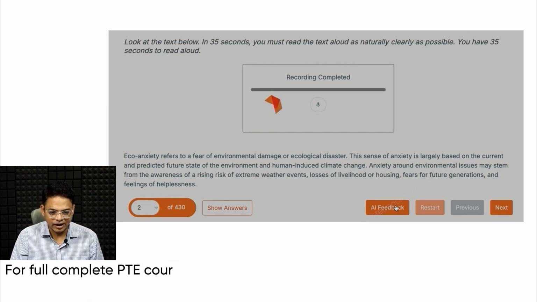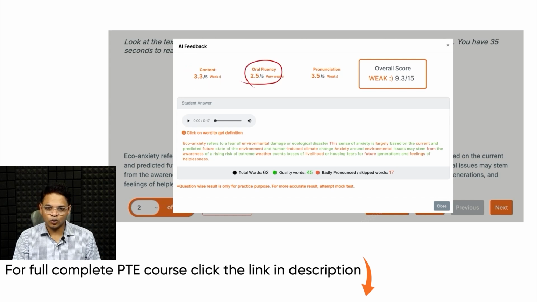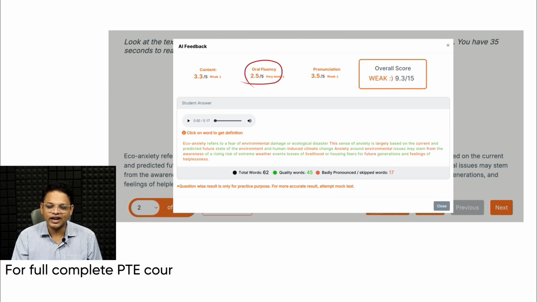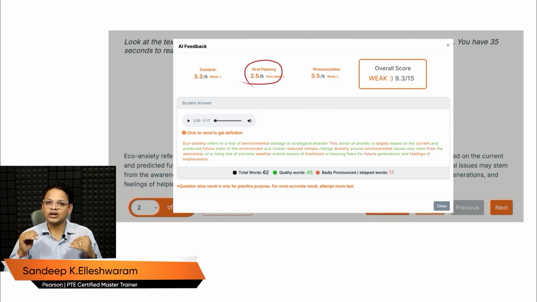So I'm asking for the feedback. So it is giving me feedback of what? Content 3.3, oral fluency only 2.5, and pronunciation 3.5 because of the oral fluency problem. What is the oral fluency problem?